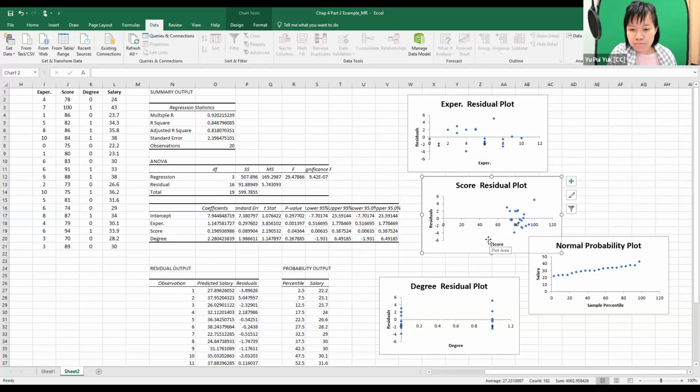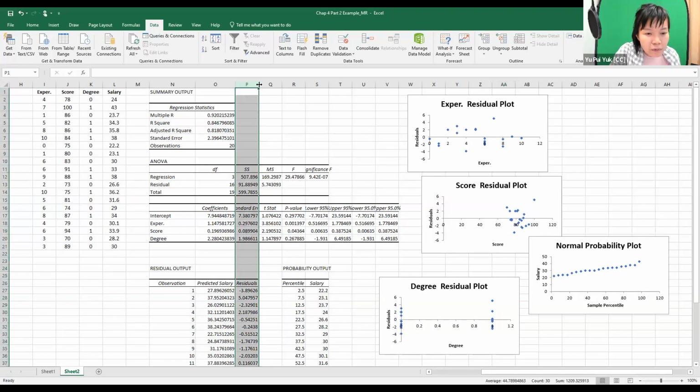For the degree, why is this a vertical straight line like this? Because the outcome is either 0 or 1. And for X2, the aptitude test score, the dots scatter between 60 and 100, something like that. So if we enlarge the scale, it will be scattered around the zero line, something like that.